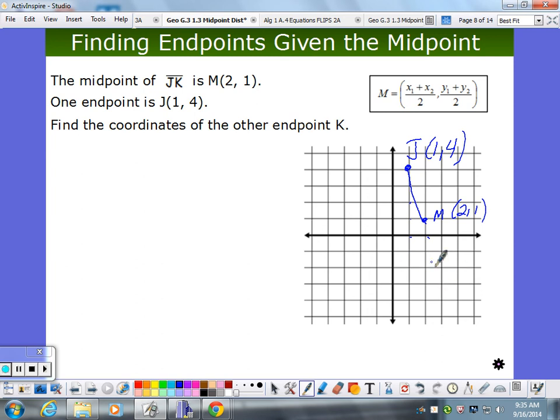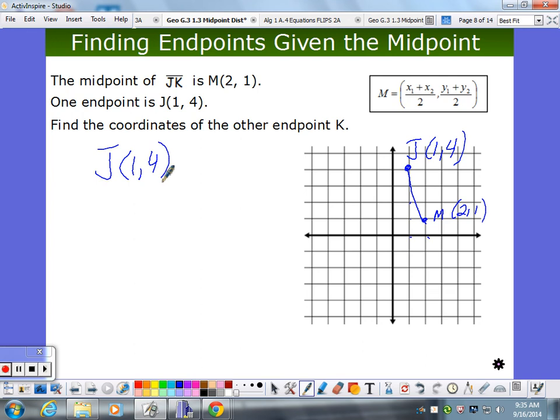How do I do that? You think you know? Yeah, I think I've done it before, actually. You basically rearrange the equation to solve for x2 instead. All right, so let's say, okay.